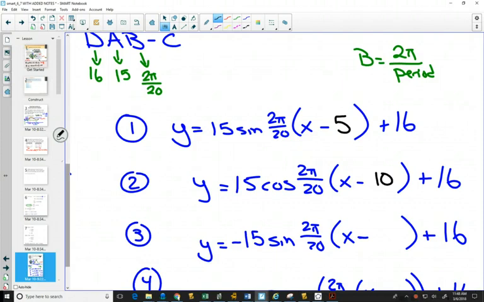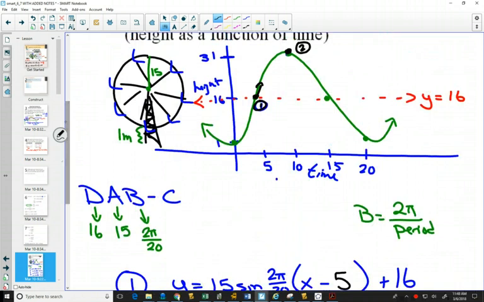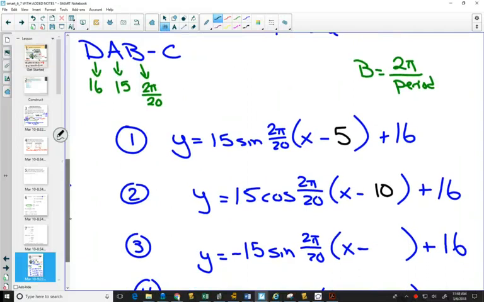A negative sine graph starts on the center line going down. So if I'm looking at my graph now, do I have a point on my center line going down? Yes, right here. I'm going to call that equation number 3. And that's shifted 15 to the right.